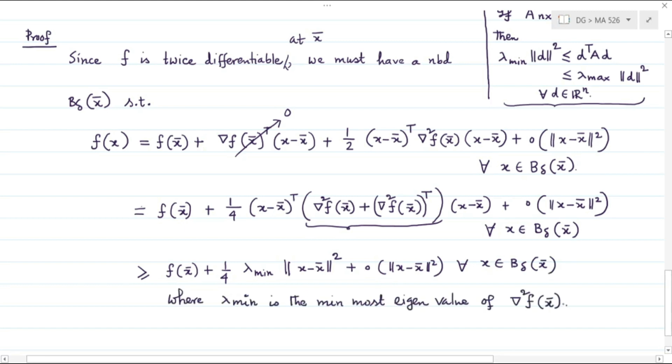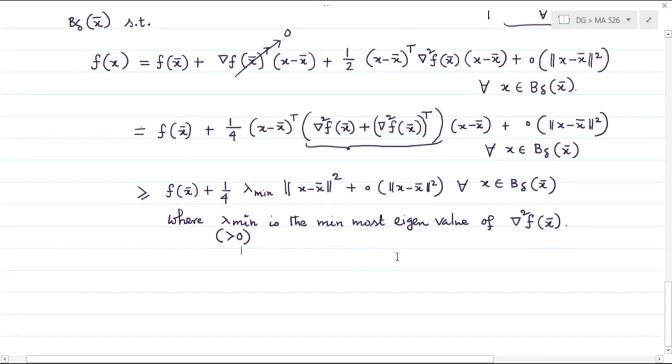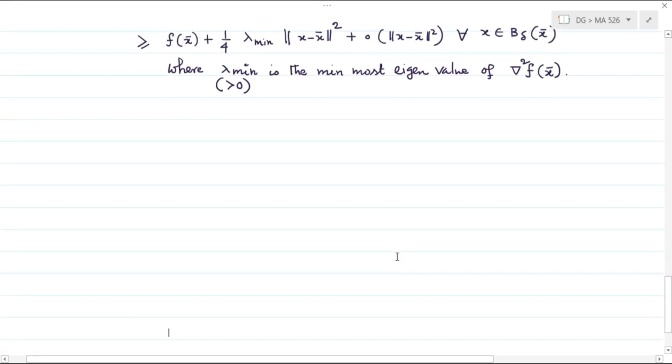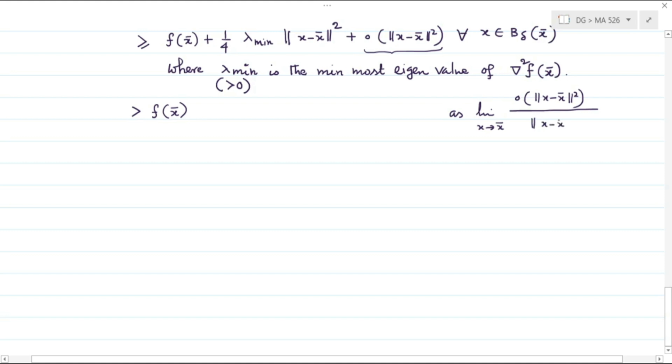Fine. And as the Hessian is positive definite, therefore lambda min is also positive, right? Because for a positive definite matrix, all the eigenvalues are positive. And therefore, what do we have? We have that f of x is strictly greater than f of x bar, as the limit as x tends to x bar of small o of the norm of x minus x bar squared, divided by norm of x minus x bar squared, is equal to 0.